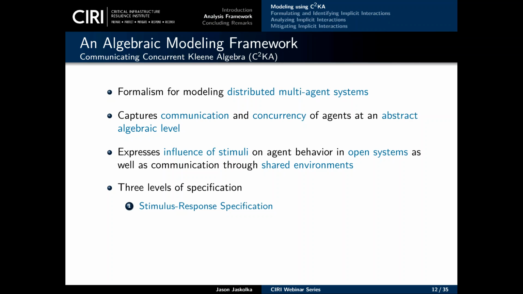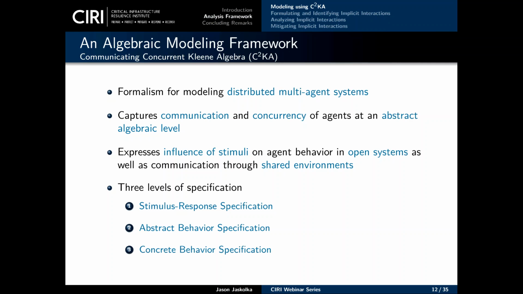The second is an abstract behavior specification. So what this means is that at an abstract level, we're describing what the behavior of each of the agents in our system is. And finally, we have a concrete behavior specification. So this means what is that agent actually doing? What is its real behavior?